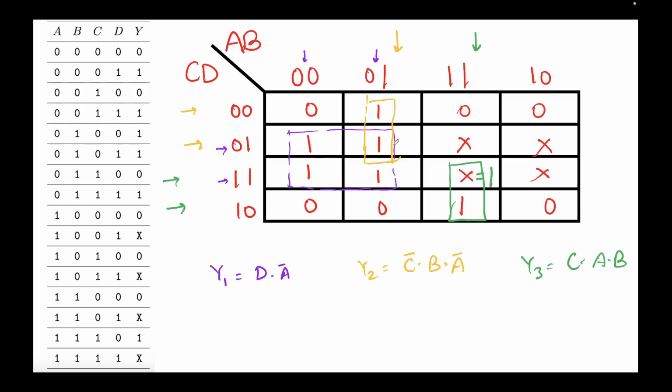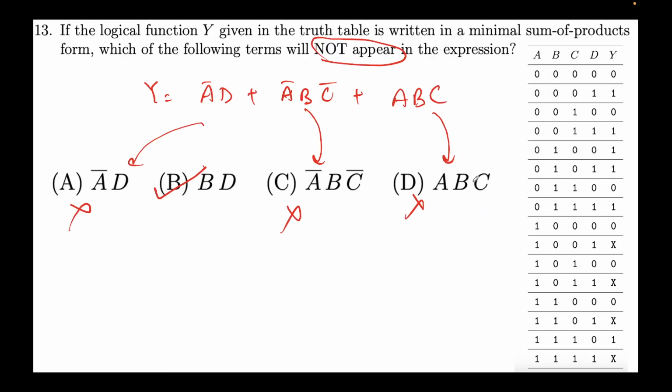So you can see that when we took the 4 ones, there were only 2 terms. When we took a rectangle, there were 3 terms. So the more ones you combine, there will be fewer terms. So you'll move towards minimal sum of products. Hence I took this. So in this way we got our option to be B, because all other 3 terms were appearing.